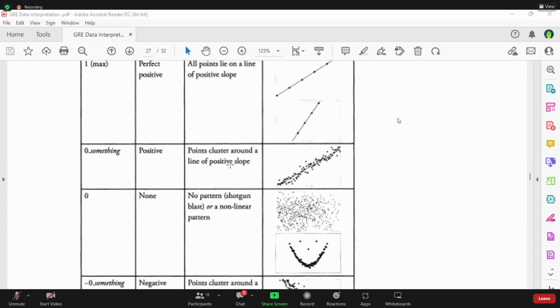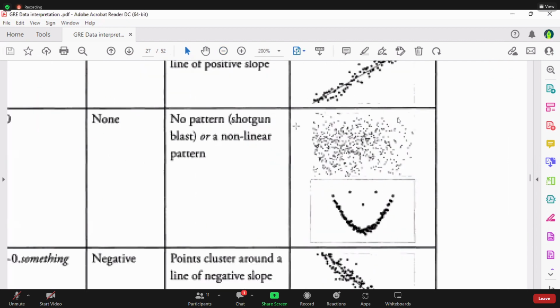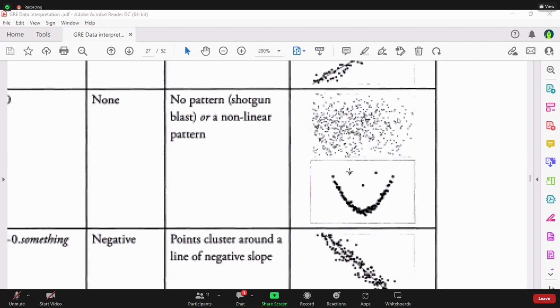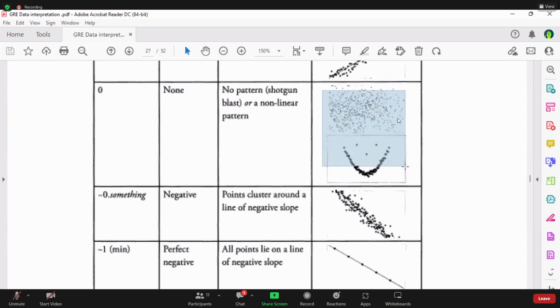Wait a second. So let's say you have a graph where your points are scattered all throughout, like there is no particular formation that they are making, then that is a true scatter plot, basically, where there is no pattern forming. So here what will happen is there will be no range and there will be no correlation as well.